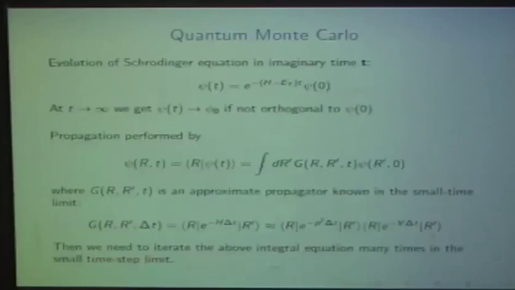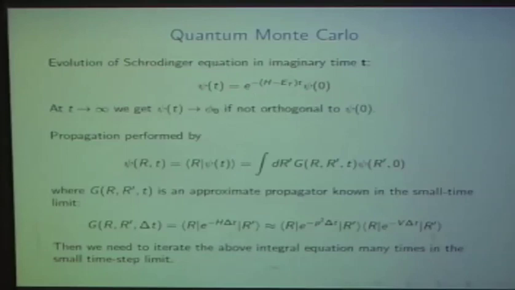This requires a non-perturbative treatment to produce accurate calculations, and that's why we use quantum Monte Carlo methods. Just to give you an idea of how these methods work, we start from a trial wave function at some imaginary time, and then by applying the evolution operator, we get a wave function at some imaginary time t that in the infinite limit collapses to the ground state, or better, to the lowest energy state that is not orthogonal to the starting point.